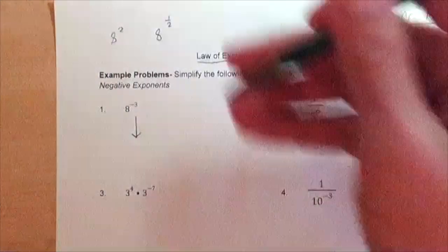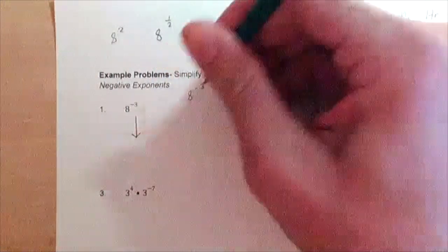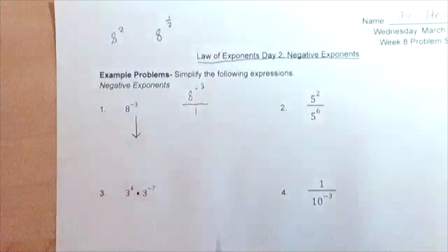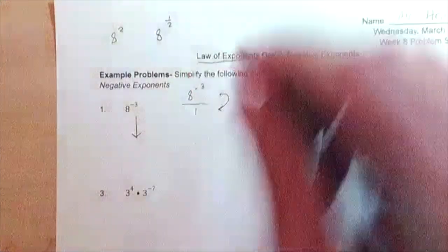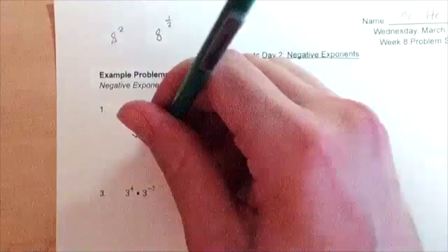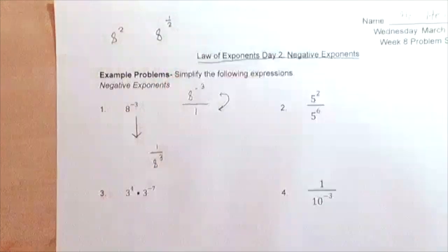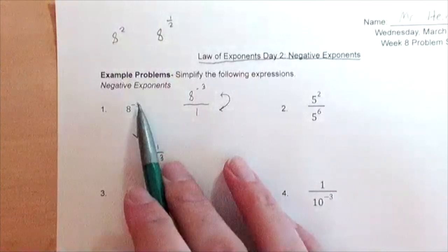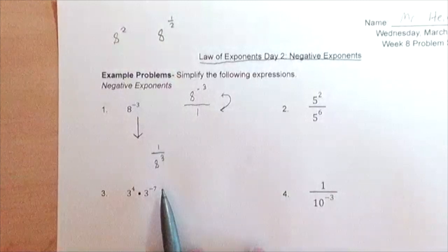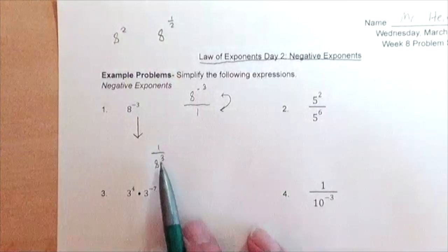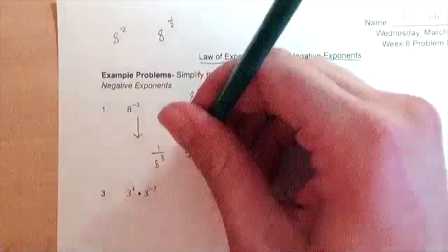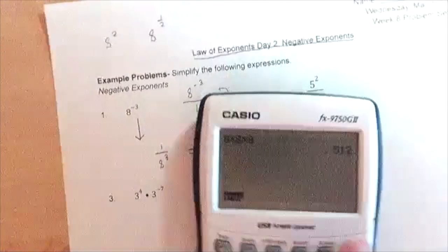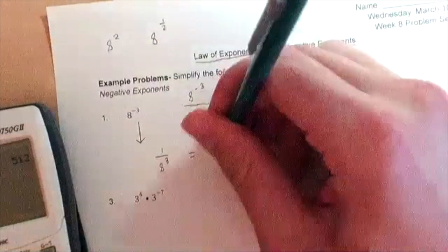So instead of seeing 8 to the negative 3, we know that that means it's that over 1, right? Every number is over 1. But if we flip it, we can make that negative 3 positive 3. So 1 over 8 cubed. So these are the same thing. If you see 8 to the negative 3, that means it's 8 cubed, but not on the top of a fraction, but on the bottom of a fraction, okay? And then you should actually solve this. So 8 cubed is a pretty big number, 512, okay? So 1 over 512.